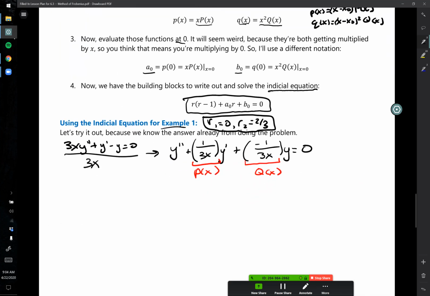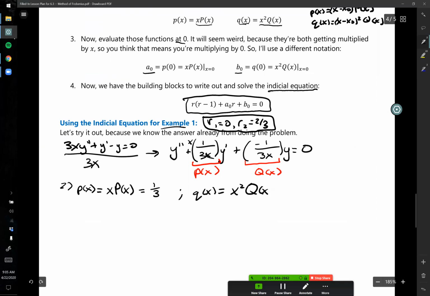Okay, so then step 2 is form little p of x. So little p of x is equal to x times big P of x, which is going to be, if I multiply this by x, that cancels, and so it's just 1/3. Let's do the same thing for little q of x. So little q of x is defined as x squared times big Q of x, which, if I multiply this by x squared, just cancels, and you get negative 1/3 x, like that.